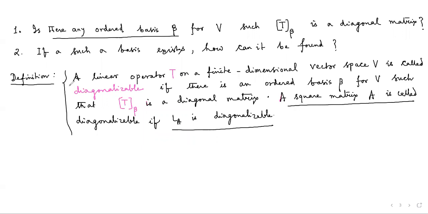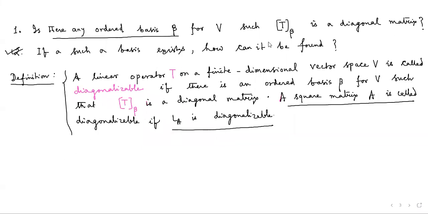Now, remember that what I have written over here is just a definition. It is not a working criterion. So what is the working criterion? And how to find the diagonal matrix? The second question is actually very important. If such a basis exists, how to find such an ordered basis?